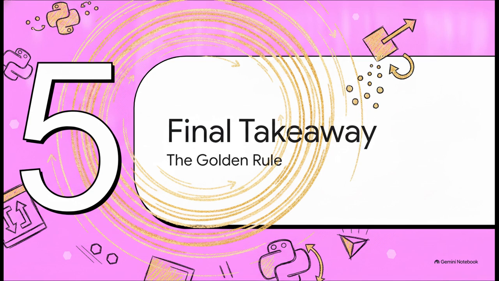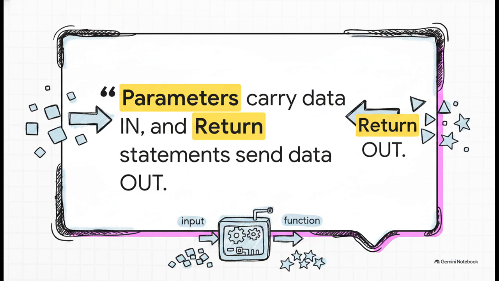Final function takeaway. The golden rule. We've covered some absolutely fantastic foundational ground today, relying strictly on the exact definitions provided by the creators of Python themselves. Let's wrap up this explainer by summarizing our lesson into one easily remembered golden rule. You might want to write this down. Parameters carry data in to the local symbol table, and return statements send data out.